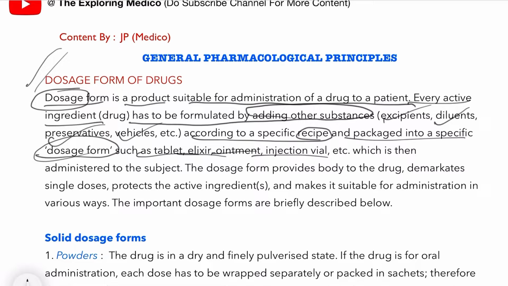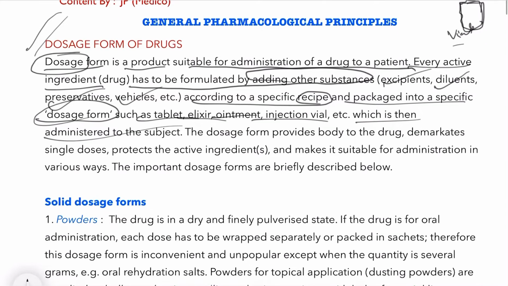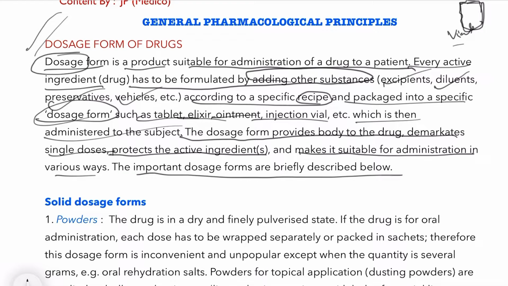An injection vial is a small glass container in which injectable medicines are packed, and we will see it further in this lecture. It is then administered to the subject. So various forms are given in which the drug is packed. The dosage form provides body to the drug, demarcates a single dose, protects the active ingredients, and makes it suitable for administration in various ways. The important dosage forms are described below.